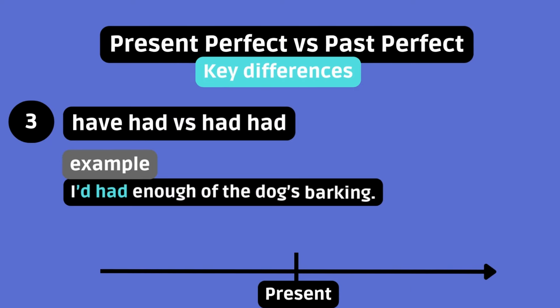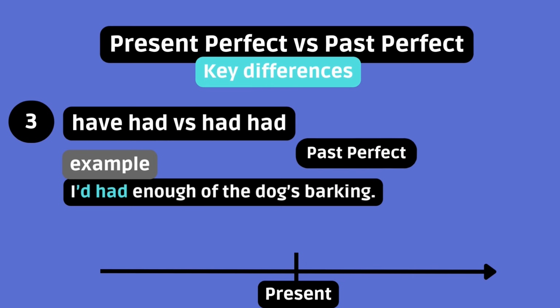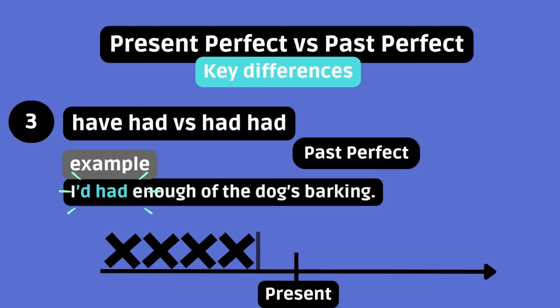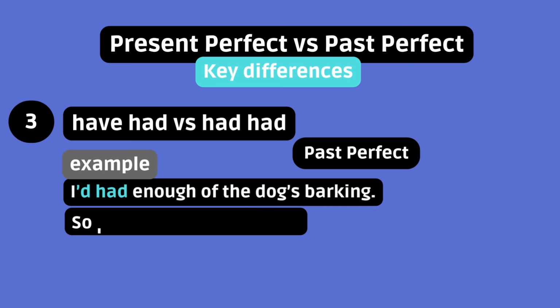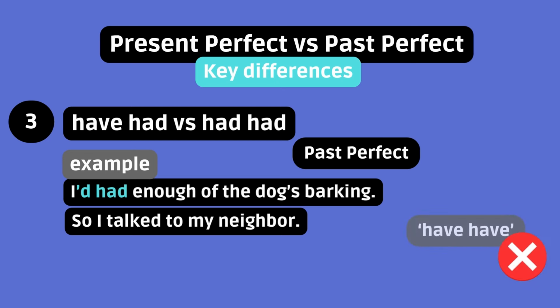I'd had enough of the dogs barking. The use of the past perfect shows that the anger and frustration happened in the past, before another past action. There's no connection to the present, so we can assume the issue has been resolved. Again, let's add some context. I'd had enough of the dogs barking, so I talked to my neighbor. By now, the dog's no longer an issue. Quick side note: "had had enough" is correct, but "have had had" is incorrect. That one is a mistake if you ever see it.